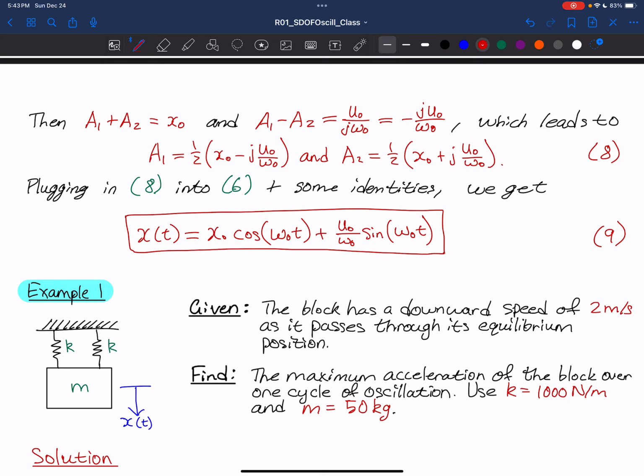Okay, that's what we want to say about simple harmonic oscillators without any damping or any applied force. We're now going to do an example problem, and then we're going to look at damped motion and talk a little bit about what damping is.